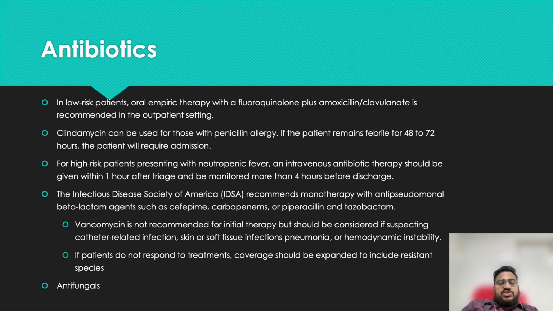So our aim is to stabilize airway, breathing, circulation, start them on an IV fluid, see if there is hypotension, balanced crystalloid is the fluid of choice, and draw blood culture and give them a broad spectrum antibiotic. So that will be the initial management, and later on, depending upon suspicion, you can add antifungals. So that is a quick overview of neutropenic fever.